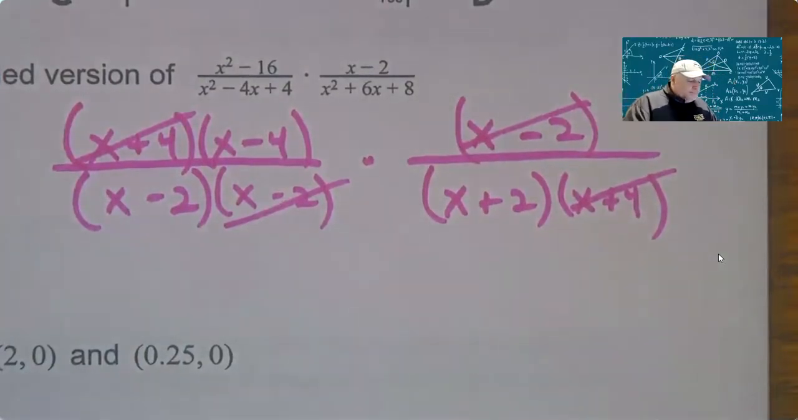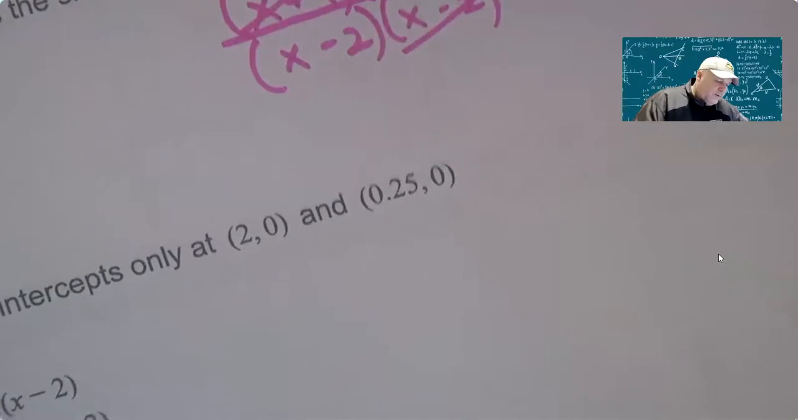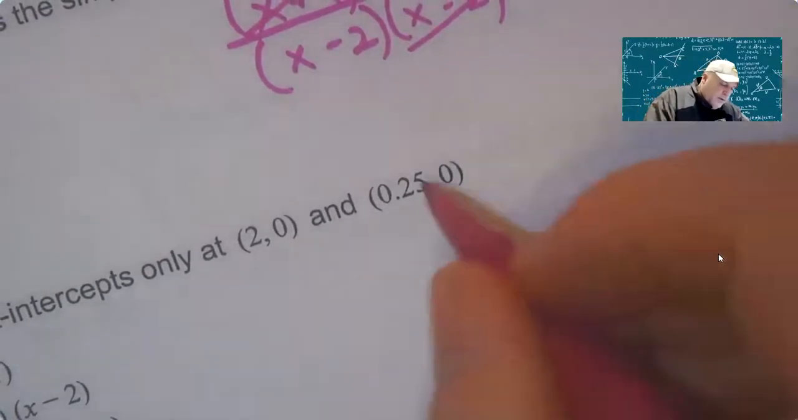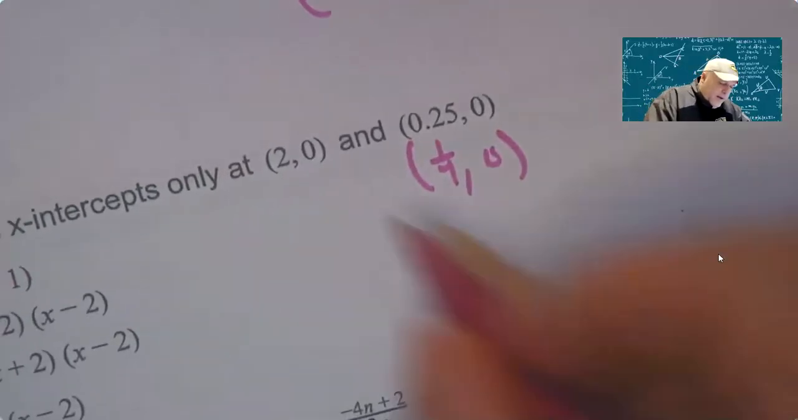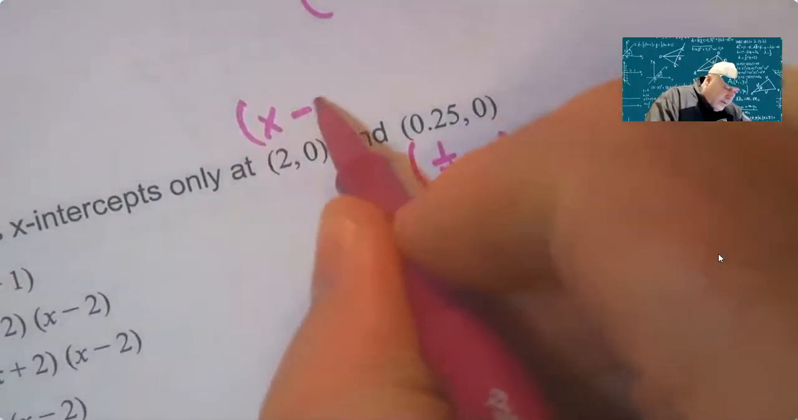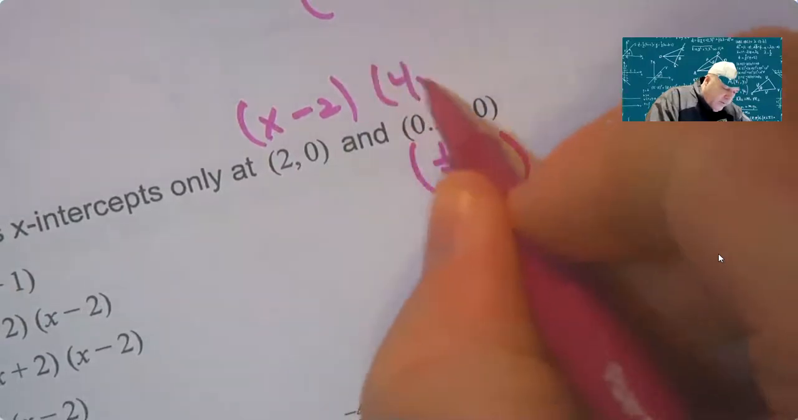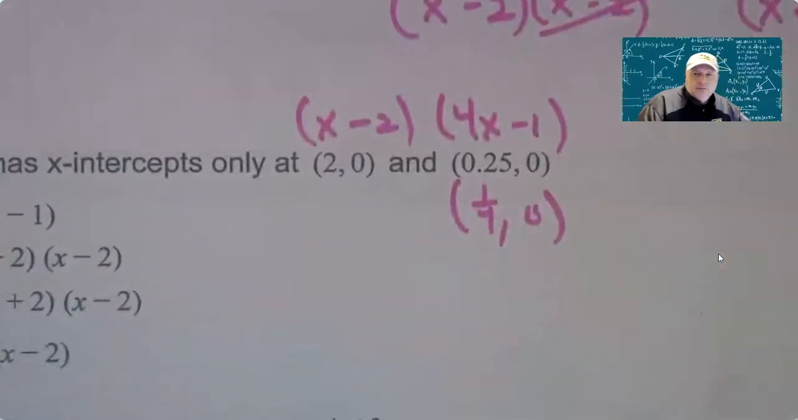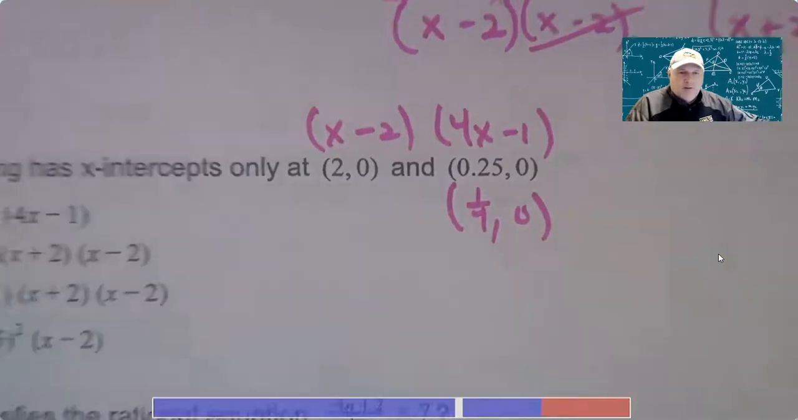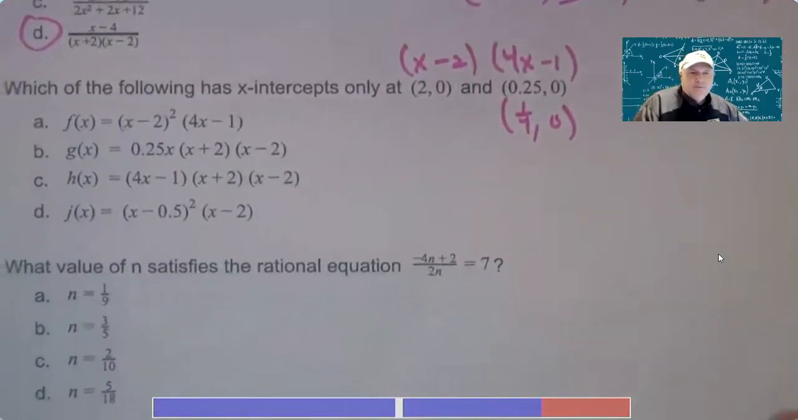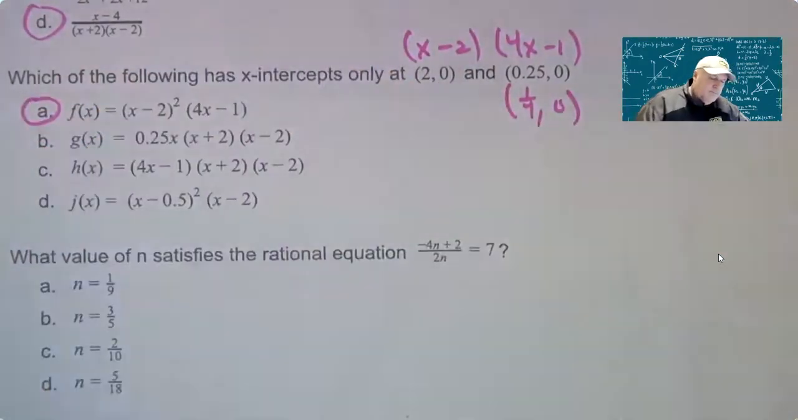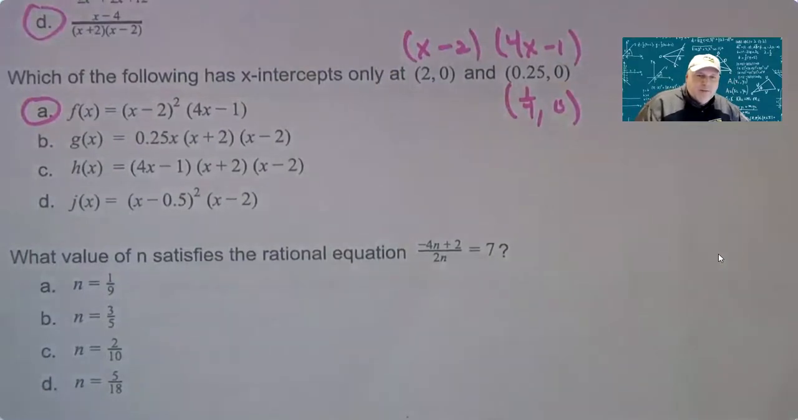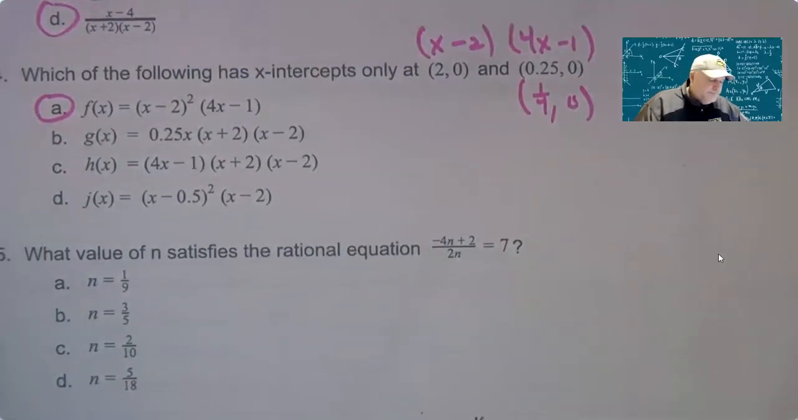Number 4, which of the following has x-intercepts at only (2, 0) and (1/4, 0)? So this is x minus 2 as a factor. This is 4x minus 1 as a factor, raised to some power. Let me zoom out a little bit here. Okay, so that's going to be A. So kind of going backwards from the x-intercepts to factoring.